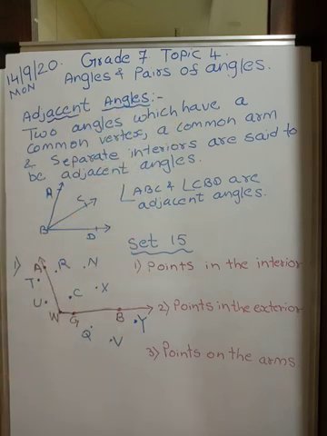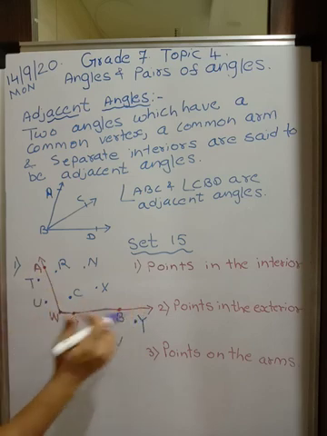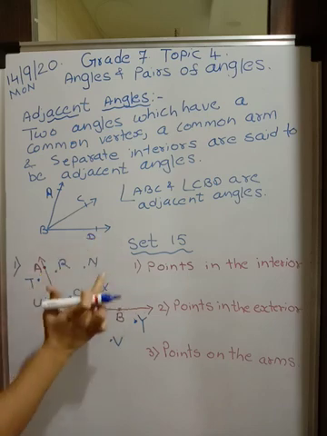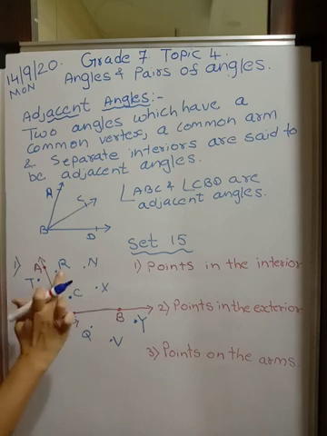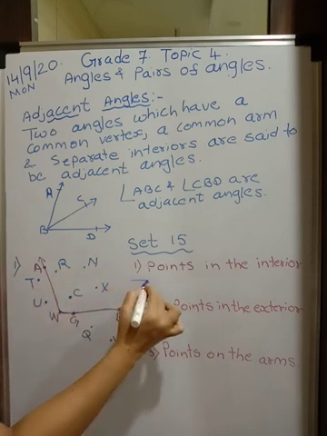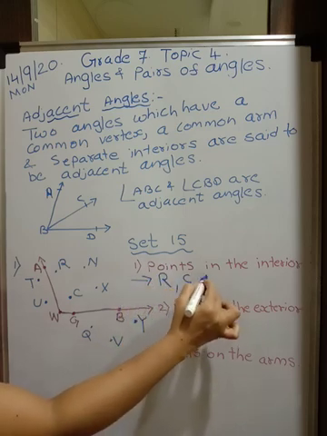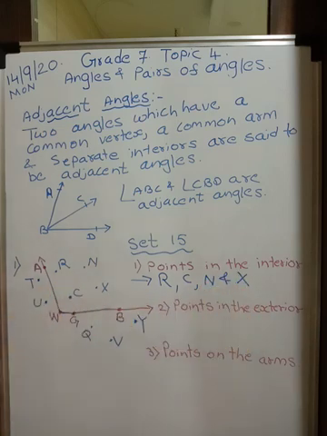Now let's go for set 15. The first question is: observe the figure and complete the table for angle AWB. Can you see angle AWB? So this is the angle. Very easy. See, points in the interior. Interior is this part. It is obvious that 1, 2, 3, 4 points are in the interior. So which are the points in the interior? R, C, N and X. So these 4 points are in the interior.